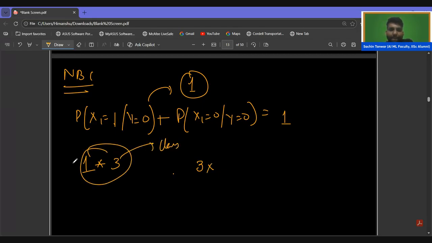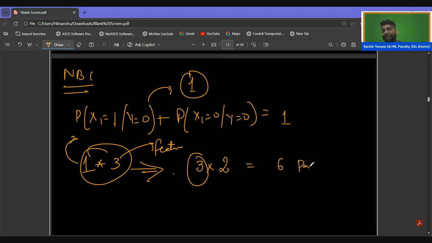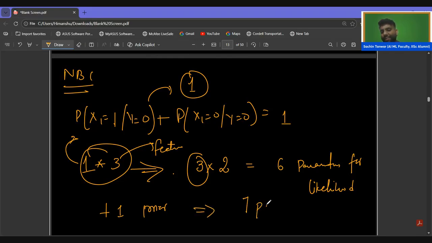So 3 into, sorry, this was for features, my bad, as there were 3 features. So all in all, I'm getting 3 into the number of classes I'm having, because for each class I want all those. That is 2. So that means 6 parameters would be required for likelihood, plus 1 for prior. That means it would be all in all 7 parameters ultimately.